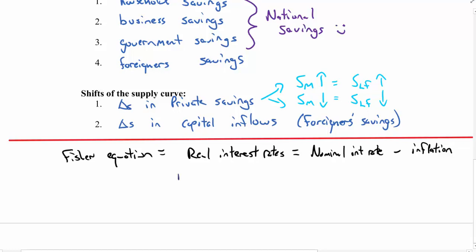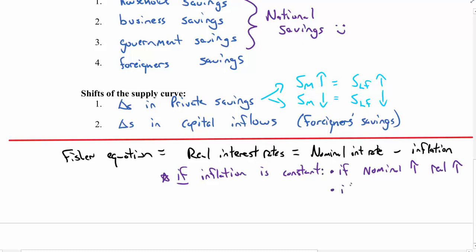And I want to just make this clear. If, and this is a big if, but if inflation is constant, and this is what you can say, if inflation is constant, if the nominal goes up, real goes up. If nominal increases by 3%, real will increase by 3%. I'll make little bullet points here. And vice versa. If nominal goes down by 2%, real will go down by 2%. So if interest rates are falling throughout the economy, banks are extending loans for lower interest rates. If the interest rate in your savings account has gone down, if nominal interest rates like those are falling, the real interest rates will be falling as well. So that's how you can make a connection between interest rates in the money market and interest rates in the loanable funds market.